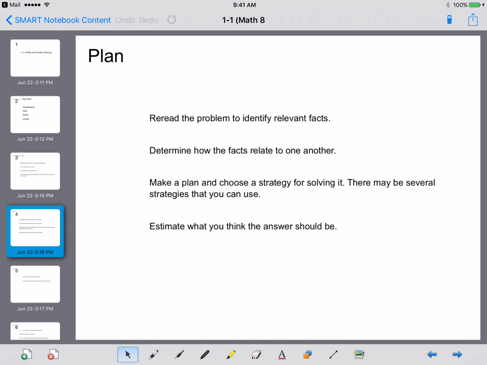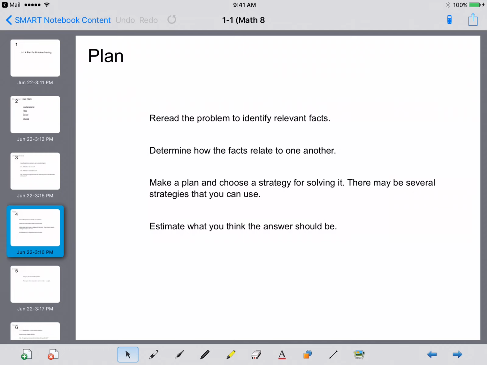Then we move on to our plan step. During our plan, we reread the problem and identify our relevant facts. So we're going to reread it, figure out the things that we need to know, need to find out, and stuff that doesn't matter. We want to determine how the facts relate to one another. We want to make a plan and choose a strategy for solving it. And there may be several strategies that we can use. There's not just one way to come to an answer. And we should also estimate what we think the answer should be.